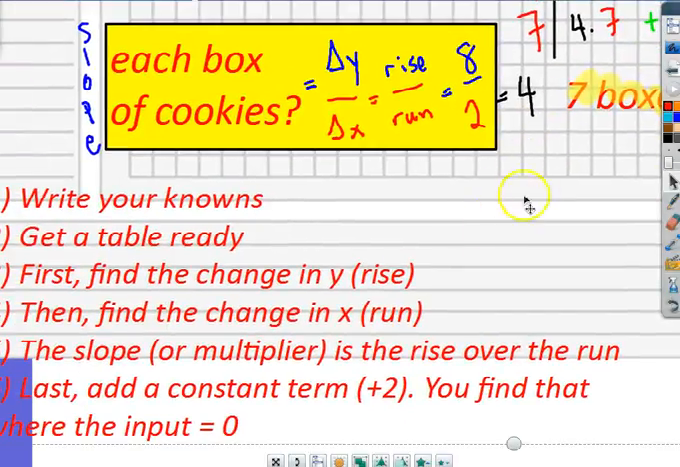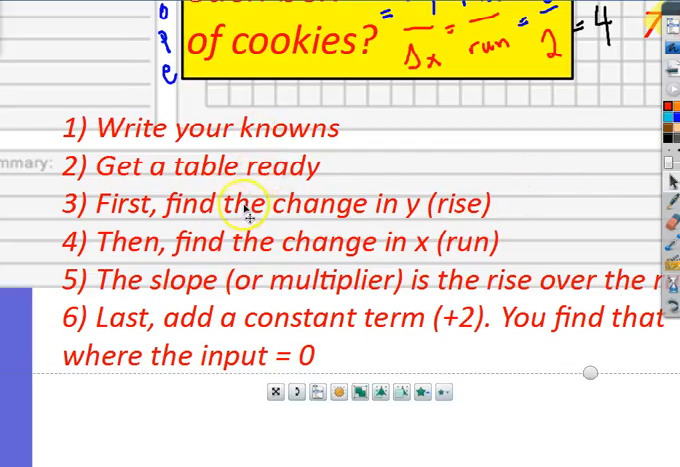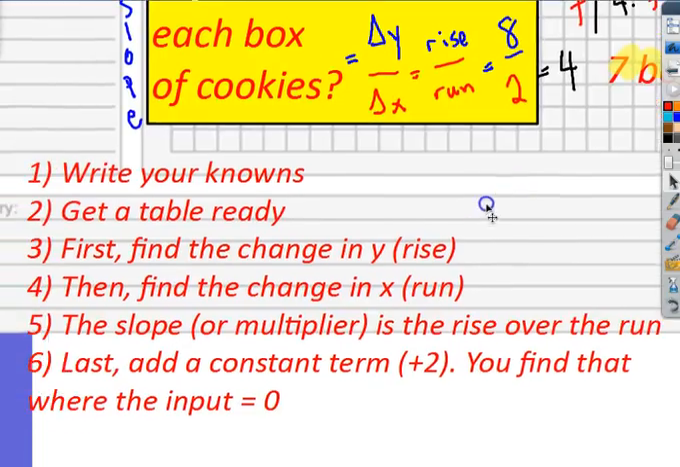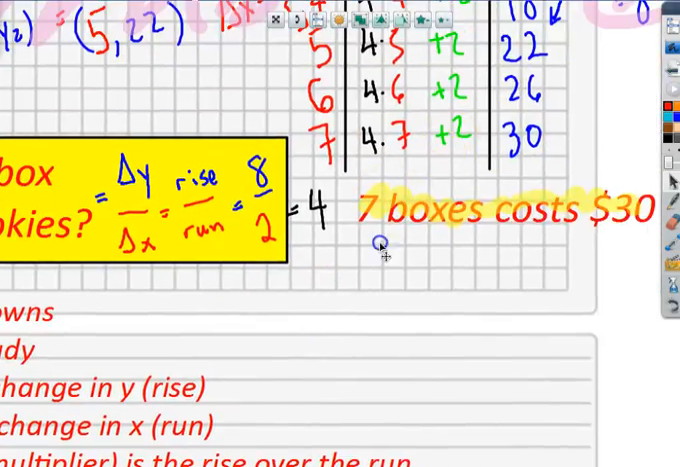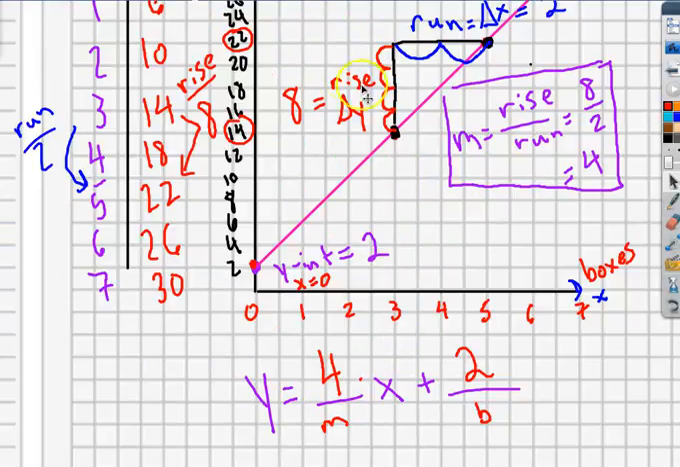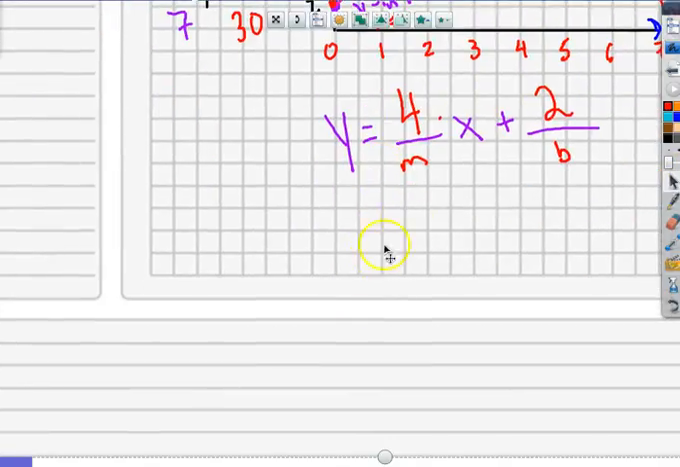So my summary for a table was: write down your notes, get the table ready. First you find the change in y by subtracting, then you find the change in x. The multiplier is what you get when you divide those two things; it was the cost of the cookies, and it multiplies the input. Then you add a constant term, plus 2, which you found where the input was 0. Using a graph, first you find the change in y by counting, in this case 8. Then you find the change in x, it's 2. You divide those to find the slope, and the y-intercept is the number it starts at where x is equal to 0. So it's exactly the same steps, but the representation is completely different.